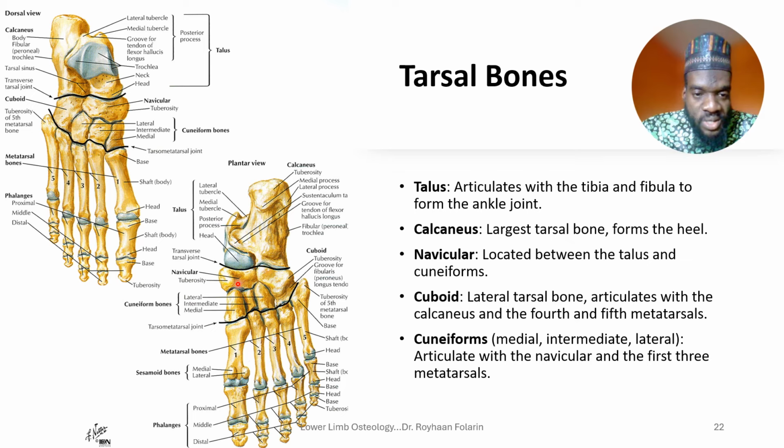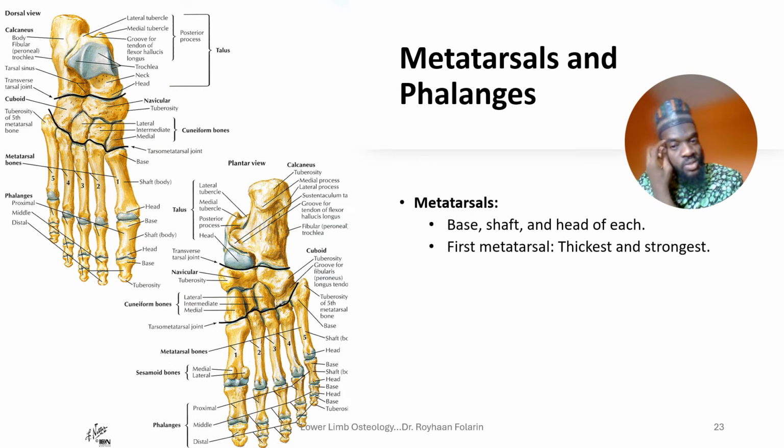So here is the navicular bone and its tuberosity. Here is the cuboid bone with its tuberosity, and then a groove for the fibularis longus tendon. All right. So the lateral, intermediate, and medial cuneiforms, the tarsal metatarsal joint. All right, the tarsal metatarsal joint. So with this, that was the talus and the tarsal bones.